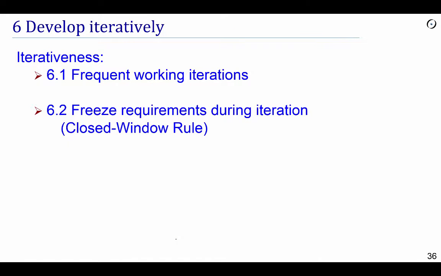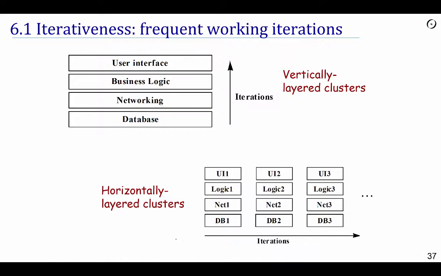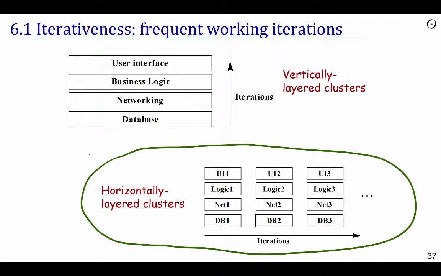First, develop iteratively. This has two aspects: 6.1 frequent working iterations, 6.2 the closed window rule, freeze requirements during iteration. First, iterative development. Well, if we look at the notion of iterative development, there are two possible interpretations, and let me say right away that the agile view of iterative development is the second one, the horizontal one, in which we have horizontally layered clusters.